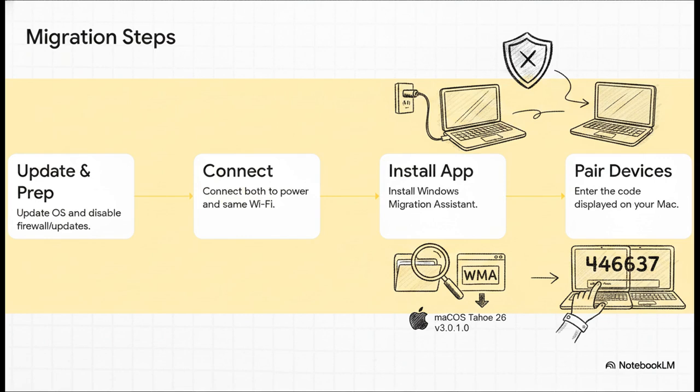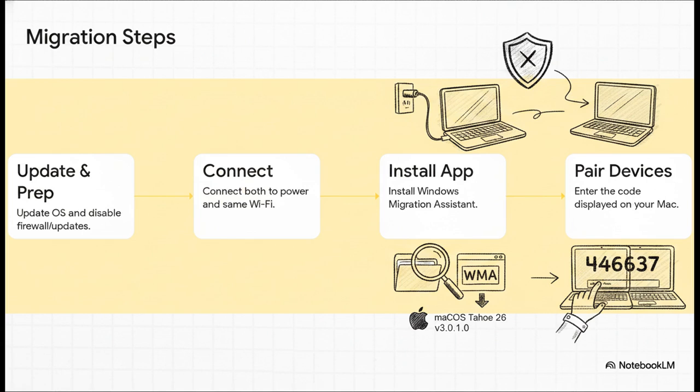When it comes to moving your big, heavy boxes, the absolute best way to do it is wirelessly, using Apple's official migration assistant tool. It's built directly into your new Mac. Here is the exact sequence you're going to want to follow. First up, make sure both your Windows PC and your Mac are fully updated and plugged into power. You'll also want to temporarily turn off your Windows firewall, and any automatic updates, just so they don't crash the party and interrupt the transfer.